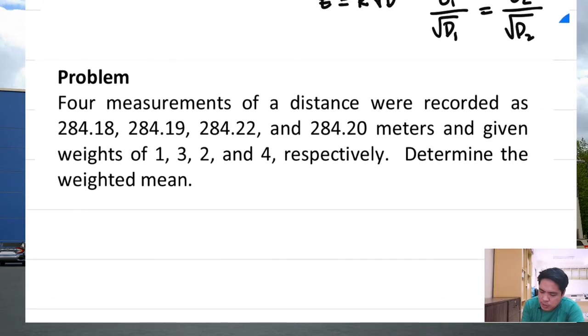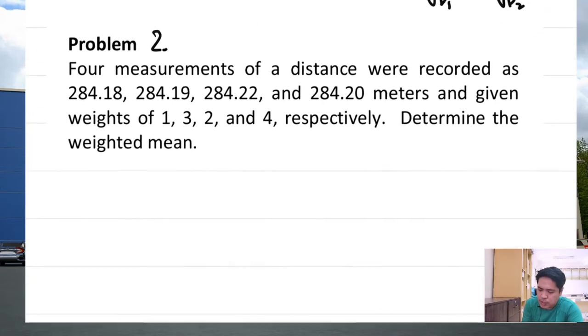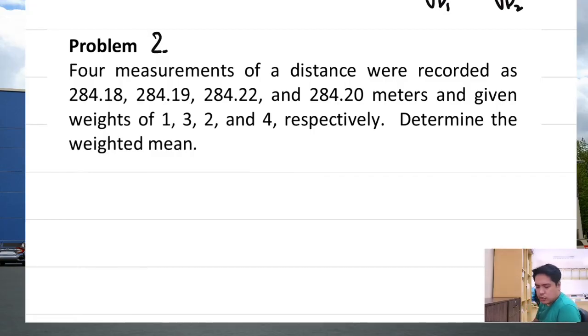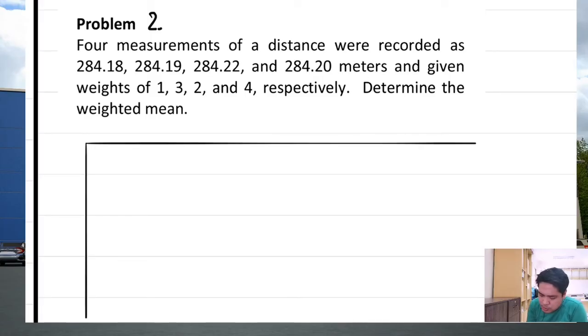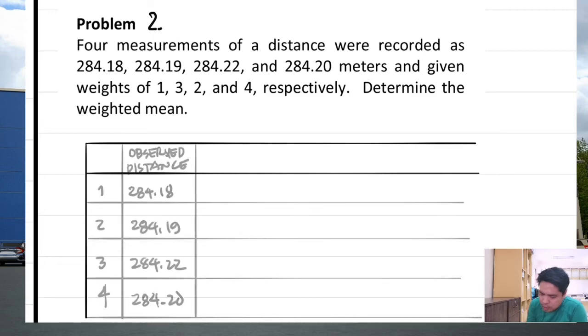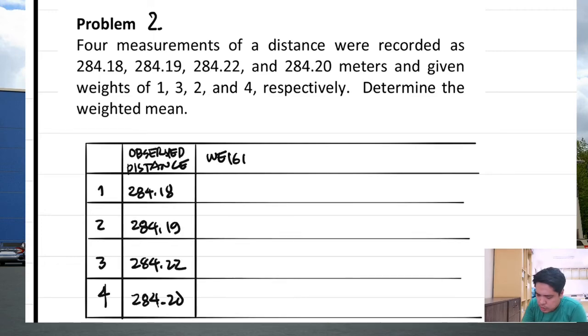So let's try this problem. Let's call this problem 2. Four measurements of a distance were recorded as 284.18, 284.19, 284.22, and 284.20 meters. Given weights of 1, 3, 2, and 4 respectively, determine the weighted mean. It is very easy, just like statistics. For a more presentable solution, let's tabulate. This column would be the weights: 1, 3, 2, and 4 respectively.